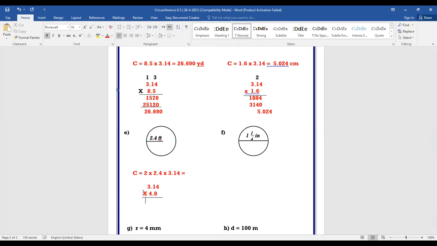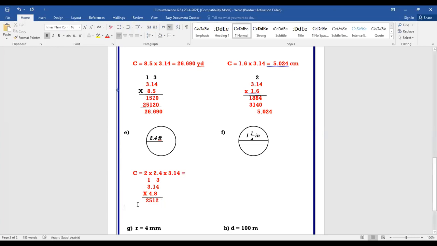8 multiplied by 4 equals 32. Write 2 and carry up 3 over 1. Then 8 multiplied by 1 is 8, plus 3 equals 11. Write 1 and carry up 1. 8 multiplied by 3 equals 24, plus 1 equals 25.